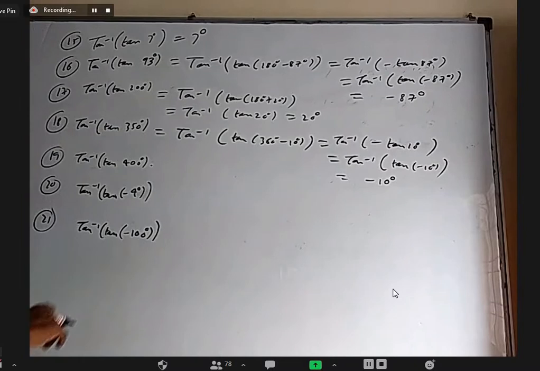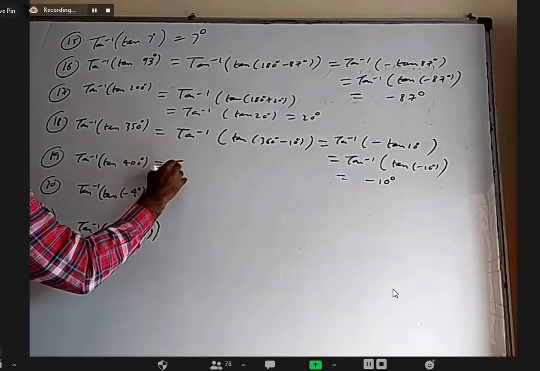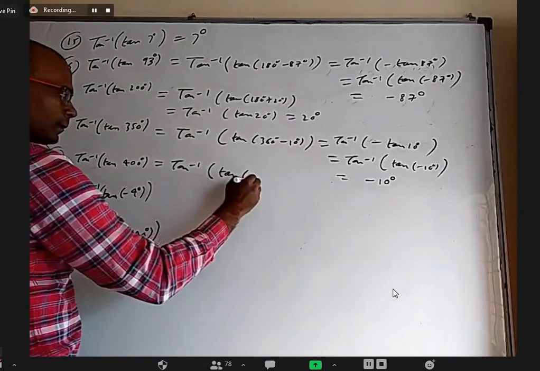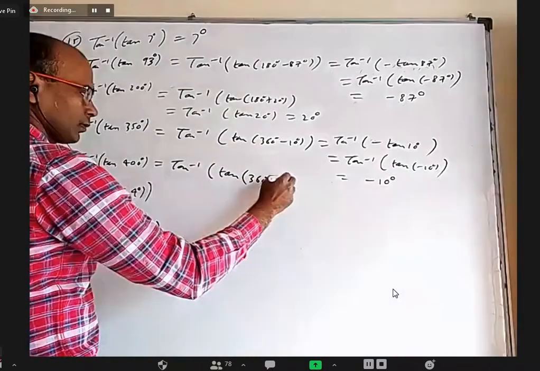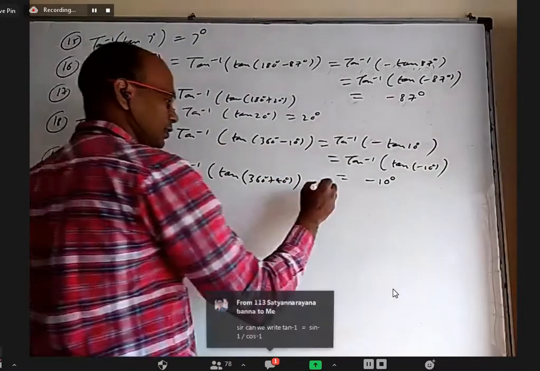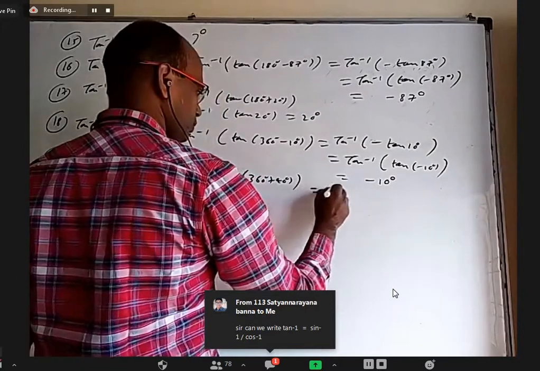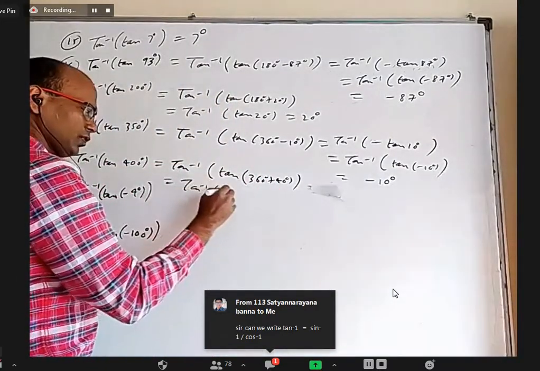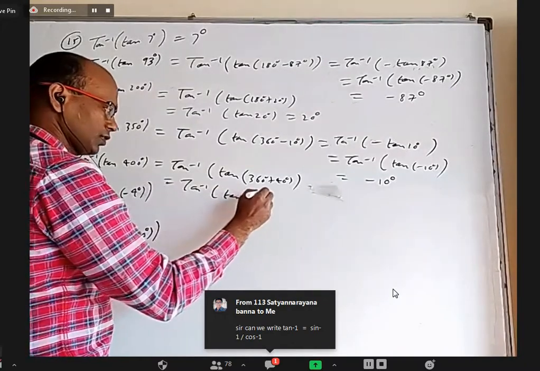Sir, you called me, sir. Yeah. You are not there? Yes, sir. Okay, I'll ask you some other question after a while. Tan 360 plus theta is tan theta. So tan inverse tan 40 degrees, so it will be 40 degrees.